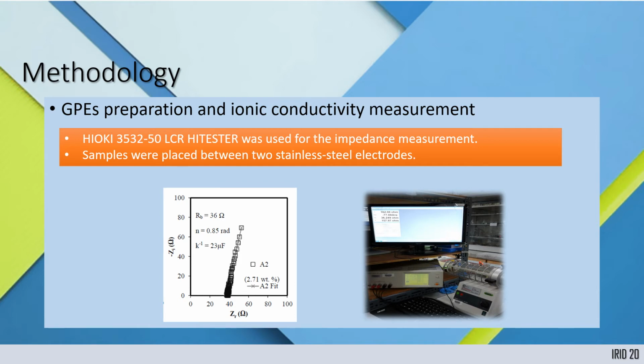After we prepare the GPE, we can measure the ionic conductivity. Firstly, we place the GPE between two stainless steel electrodes, which connect to the HIOKI 3532-50 LCR tester. Then we can obtain the impedance. After that, the Nyquist plot is extracted from the computer. Then we can calculate the ionic conductivity.